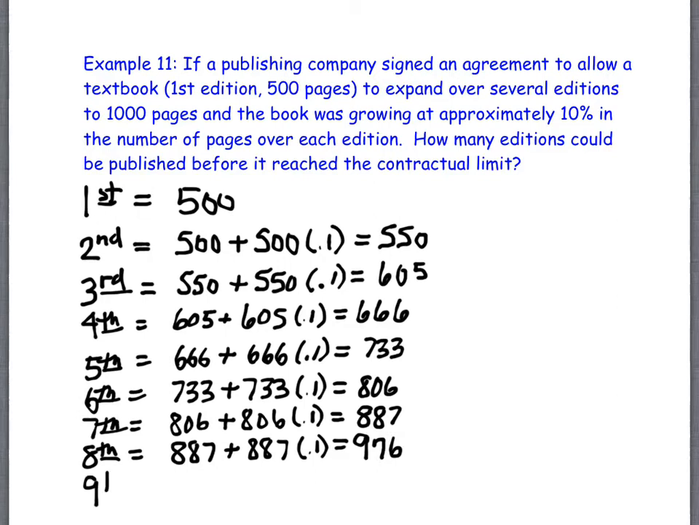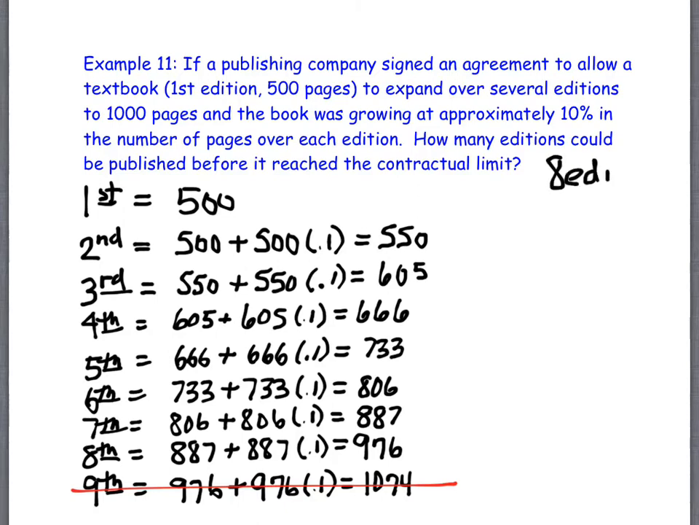We can double check by taking one more book to try for. A 9th edition, 976 plus 976 times 0.1, and we'll end up with what for our page number? 1074. And that one's too large, right? Okay, so this is a perfectly reasonable way of doing this particular problem, and it really actually didn't take us all that long to do it. I mean, we had several iterations of it, but it's not that bad. So the question is, how many editions could be published? And the answer would be 8 editions, right?